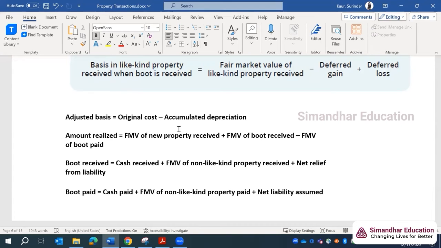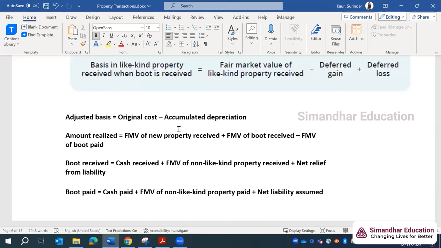What falls under the category of boot? What did I say? What is boot? I would have repeated it at least 3 times. Yes, cash is boot. What else is boot? Fair market value of the property that does not qualify for a like-kind exchange. And the debt that you are relieved of.